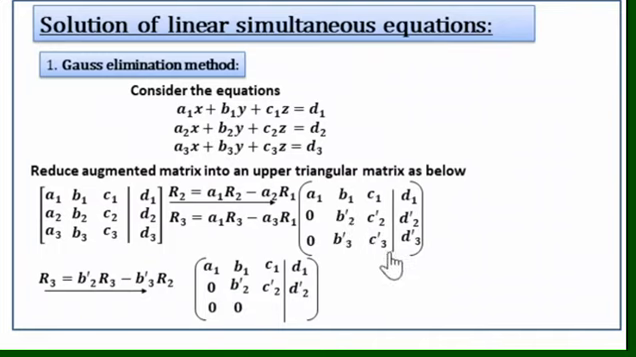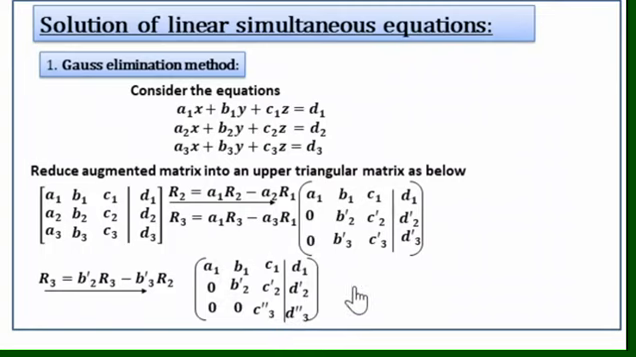B2 dash C3 dash minus B3 dash C2 dash. We call it as the new element, we call it as C3 double dash, and similarly B2 dash D3 dash minus B3 dash D2 dash, we call it as D3 double dash. So now this augmented matrix has been converted into upper triangular matrix.